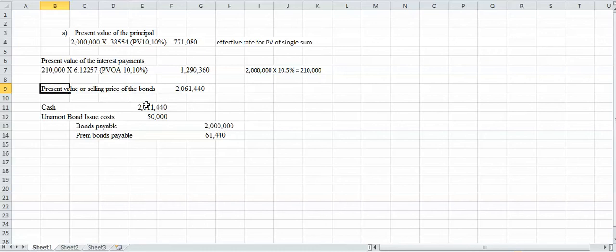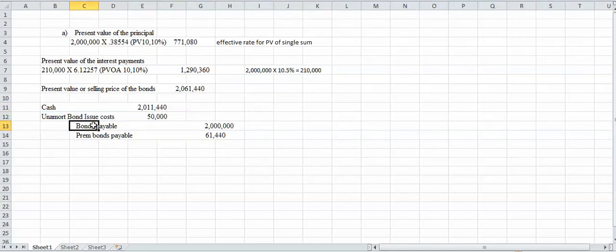So the price of the bond is 2,061,440. That's what we would normally put here. However, we also have to cover some cost. It tells us that the bond issuance costs are $50,000. So we're going to get 2,061,440, but we're going to spend $50,000 in cash. So these two numbers equal the 2,061,440. That's the cash amount that we would have gotten minus the cost.